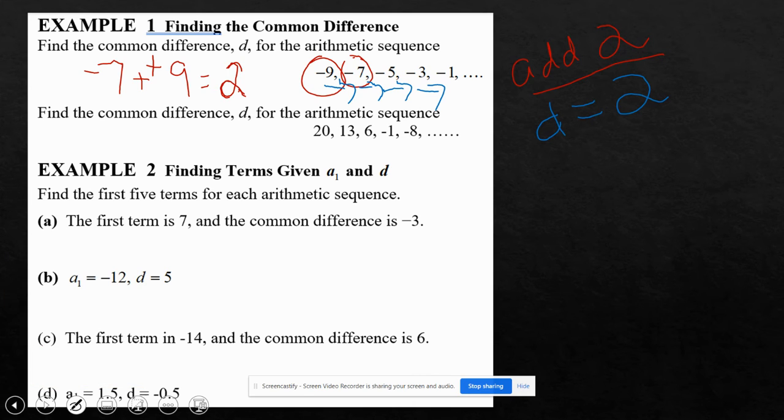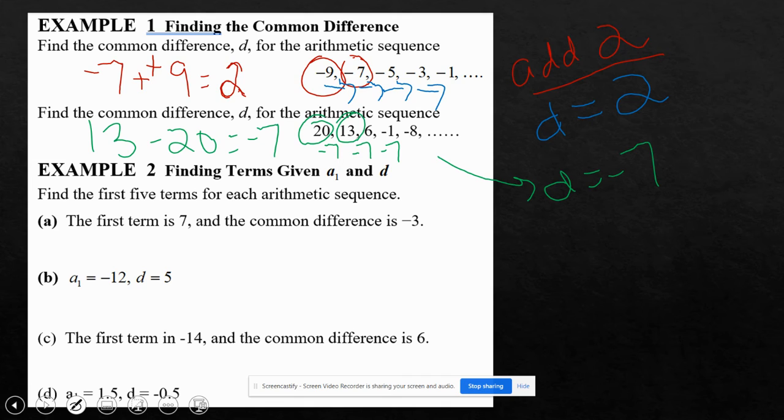Then if I'm looking at the second example, we have 20 to 13 to 6 to -1 to -8. So what are we doing each time to get from 20 to 13, from 13 to 6, from 6 to -1? And it looks like we're subtracting 7. So in this case, our D is -7 because we're subtracting. If you were doing the math that we did above, we would do 13 minus 20, which is -7. So again, whichever way you want to do that is fine. You get the same answer either way.